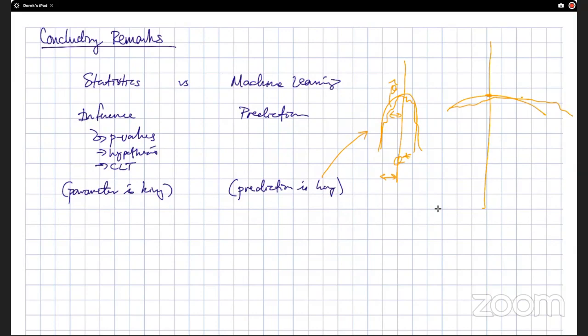Okay, is this clear? I haven't put any axes. You can think of this as the likelihood function, and this is my theta. Here, you should think of it as the loss function, L, and again this is my theta. This is a one-dimensional version, but you can extend this to high dimensions.